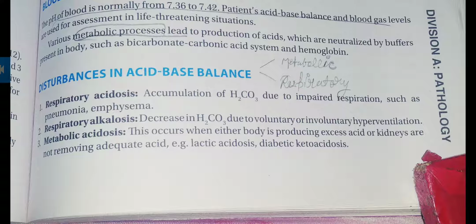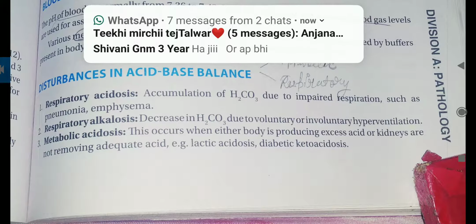Metabolic acidosis occurs when either the body produces excess acid or the kidneys are not removing adequate acid. Examples are lactic acidosis and diabetic ketoacidosis. So here you can see that it occurs in two conditions: either the body produces too much acid or the kidneys are not removing adequate acid, which harms the body.